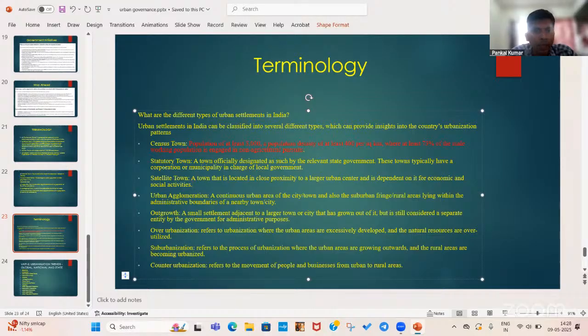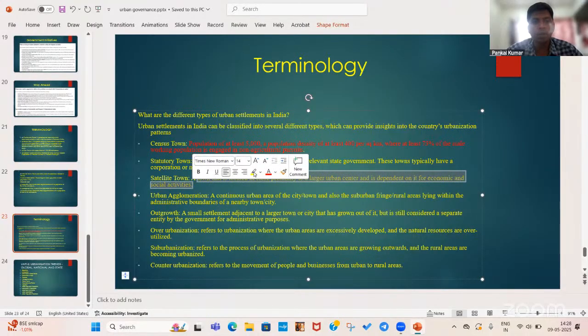Okay. Then statutory town. A town officially designated as such by the relevant state government. A statutory town is designated or announced by the state government. They have a corporation or municipality in charge of the local government. Then comes satellite town, a town that is located in close proximity to a larger urban center and is dependent on it for economic and social activity. It is called satellite town.